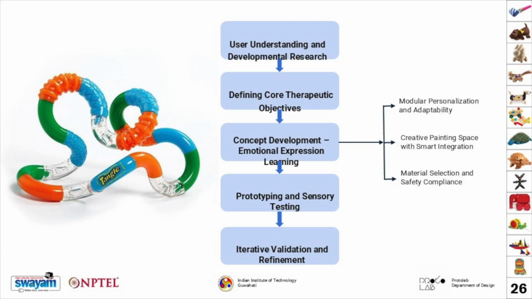Let us understand stepwise. Step 1. User understanding and developmental research. The process begins with deep understanding of autistic children aged 2 to 6 years, a critical early intervention stage.